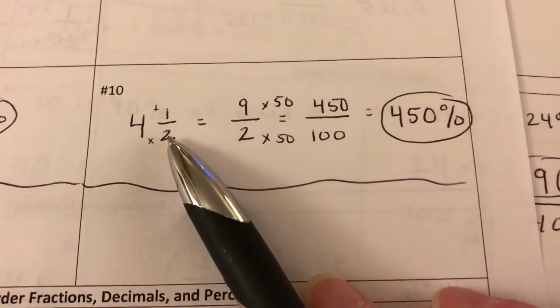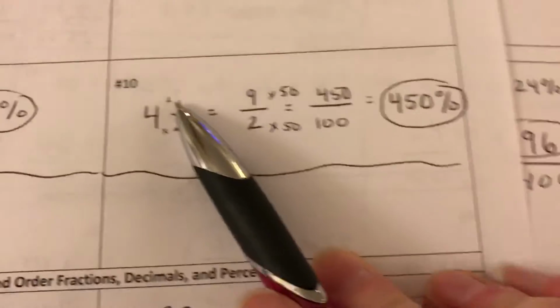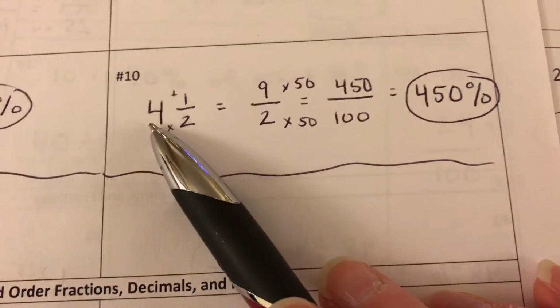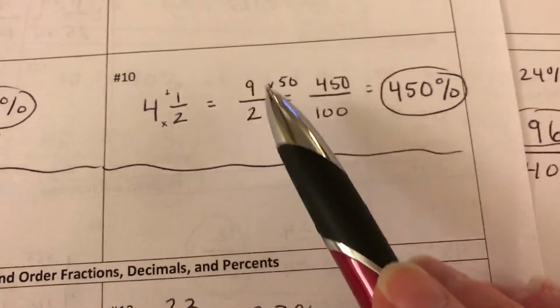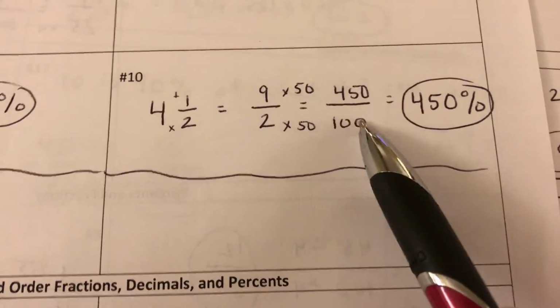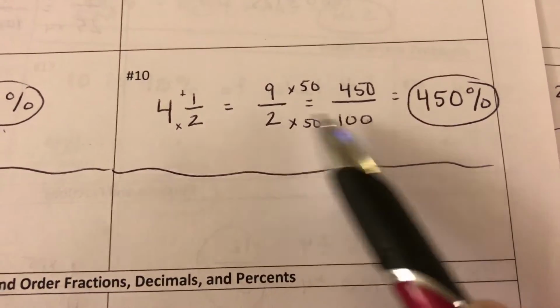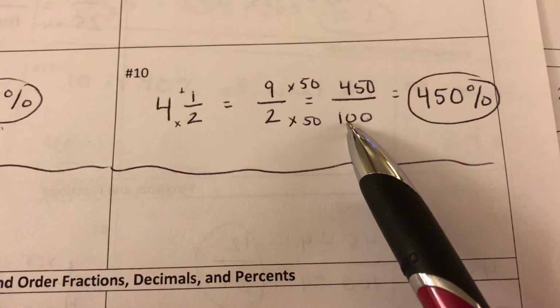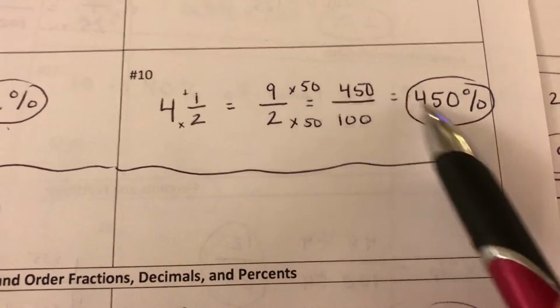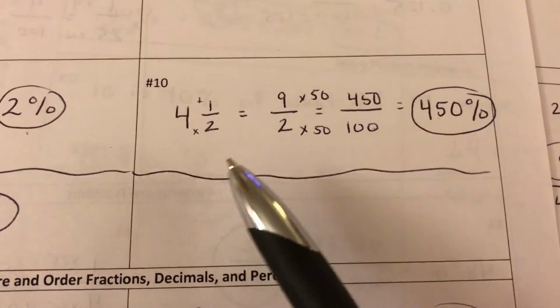Over here, we have 4.5. We need to turn it to a percent, so you turn it into an improper fraction. 2 times 4 is 8, plus 1 is 9. So we have 9 halves. We want to get 100 in the denominator so we can find the percent. So 2 times 50 is 100. 9 times 50 is 450. So this is going to be 450%.